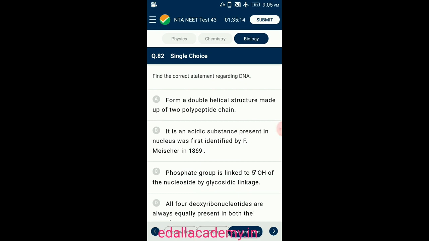Question number 82. Find the correct statement regarding DNA. DNA forms a double helical structure made up of two polynucleotide chains. Phosphate group is linked to 5 carbon of the nucleoside by phosphodiester bond. So the answer for this question is option B. It is an acidic substance present in nucleus, first identified by F. Miescher in 1869. So that is the correct statement regarding DNA.